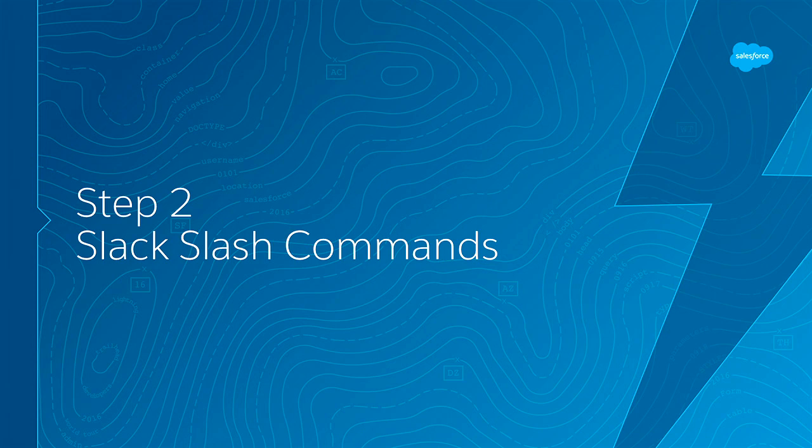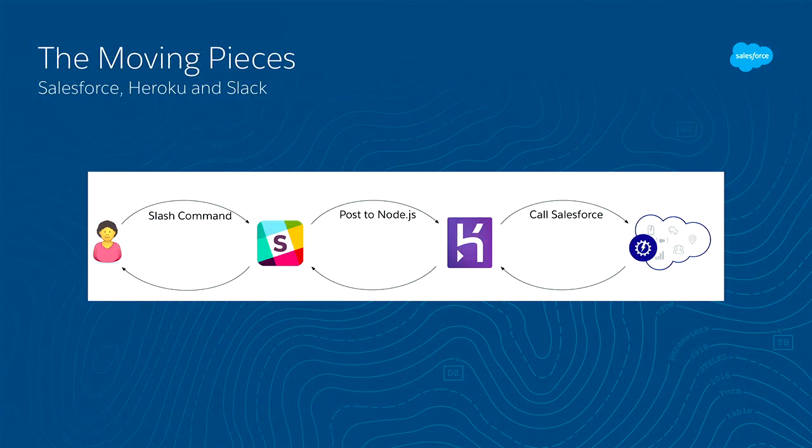The way we set up a slash command, we need this piece in the middle now. We need something to proxy between Slack and Salesforce, and we've introduced a piece of Heroku. We've got a Node.js application that sits in between these two things. The user types a slash command, which is then posted out to our endpoint on Heroku. Heroku handles the authentication for us, amongst other things, back to Salesforce. It calls Salesforce and then returns the results back to us.